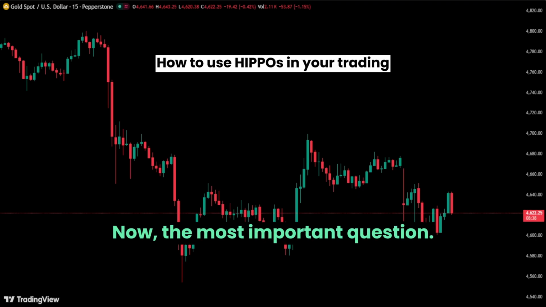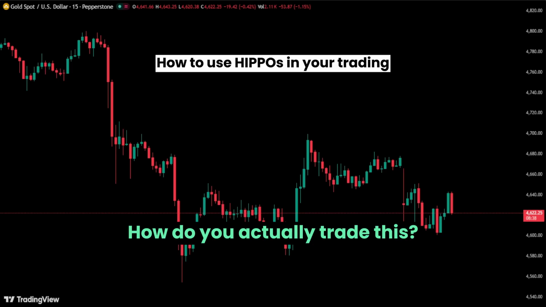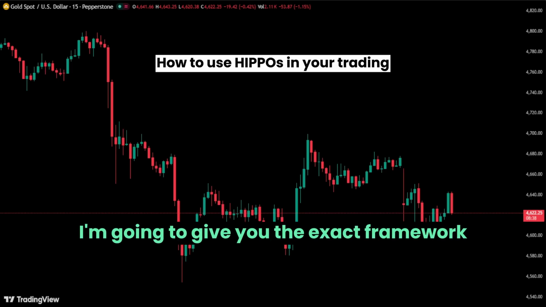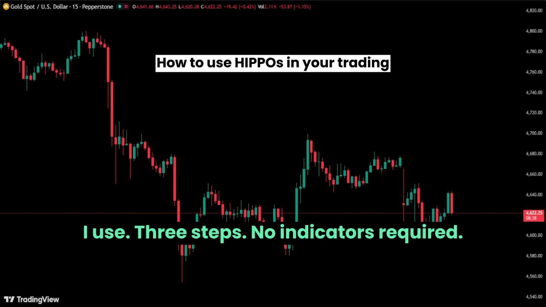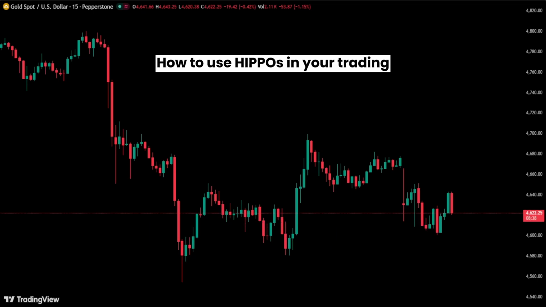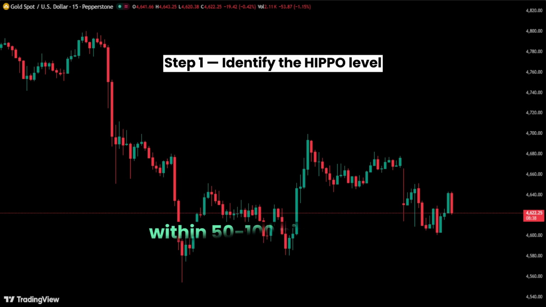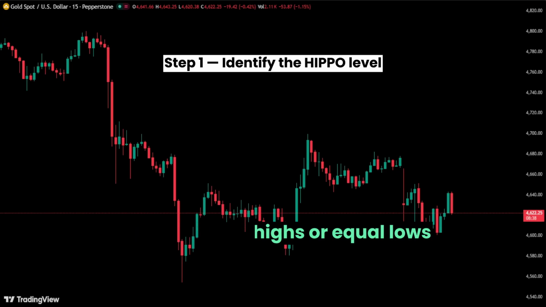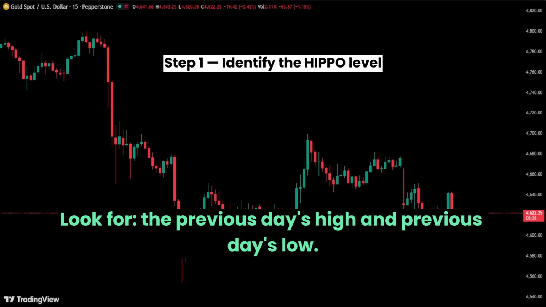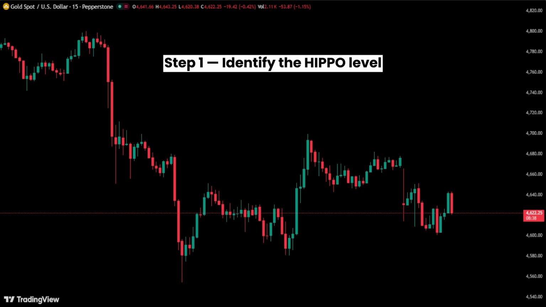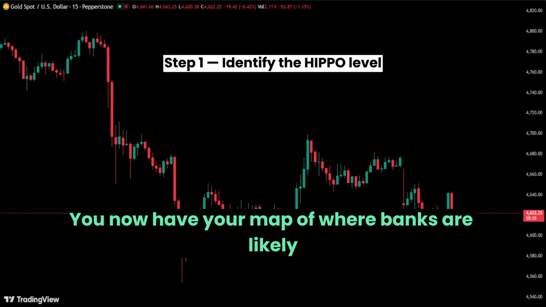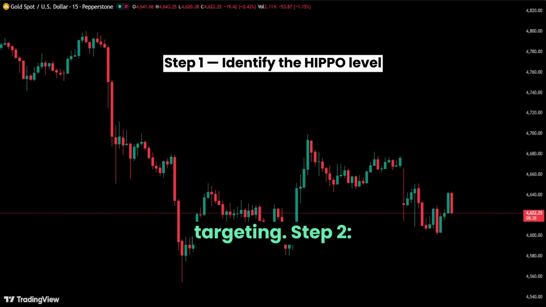Now, the most important question: how do you actually trade this? I'm going to give you the exact framework I use. 3 steps, no indicators required. Step 1: Identify the nearest HIPPO level to current price. Look for major round numbers within 50, 100 pips of price. Look for equal highs or equal lows on the 4-hour or daily chart. Look for the previous day's high and previous day's low. Mark them all. You now have your map of where banks are likely targeting.